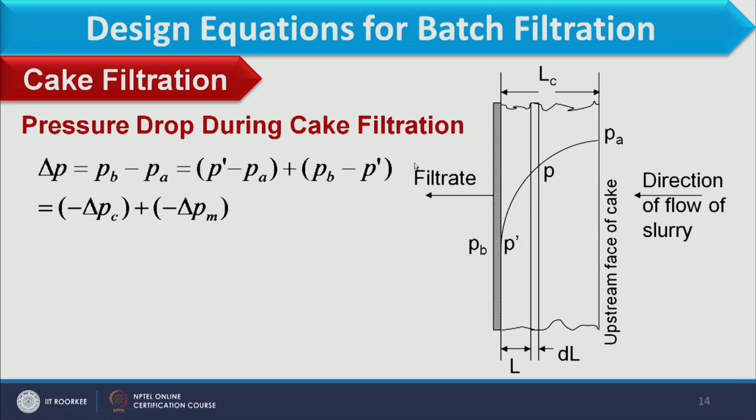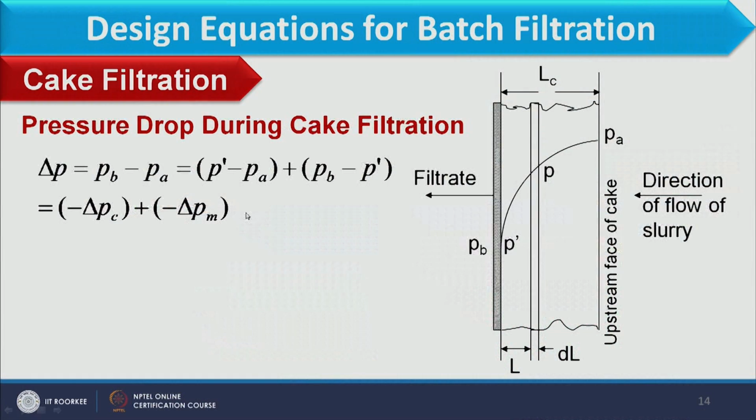So, the pressure drop during cake formation is denoted as delta P, which is basically PB minus PA, and it can be equated to P dash minus PA. Now, how have we considered P dash minus PA? Because difference is basically the final value minus initial value. So, in the cake the final value is P dash, the initial value is PA, and similarly the difference is observed in the media. So, P dash minus PA can be represented as minus delta PC.